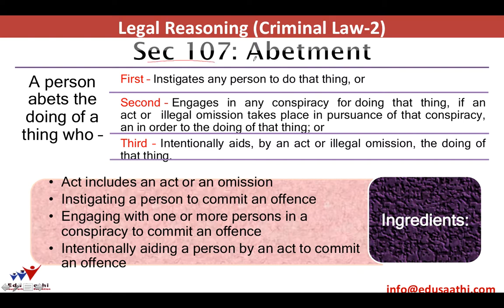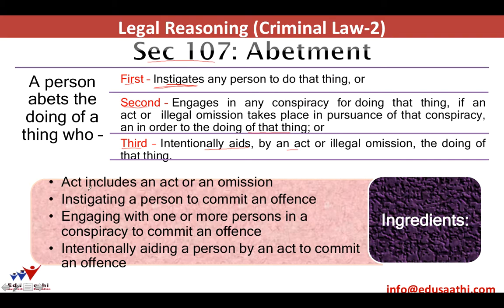Section 107 of the Indian Penal Code defines abetment: a person abets the doing of a thing who, first, instigates any person to do that thing. So the concept of instigation comes into play. Second, engages in any conspiracy for doing that thing, if an act or illegal omission takes place in pursuance of that conspiracy and in order of the doing of that thing. Third, intentionally aids by an act or illegal omission the doing of that thing. So these are the three ingredients which are defined under Section 107.